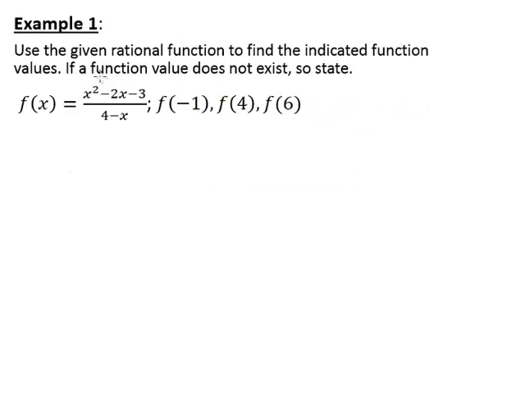So example 1 says, use the given rational function to find the indicated function values. If a function value does not exist, so state. So there's basically 3 different problems here, like we could call them A, B, and C. For part A, I want to take this -1 and plug it in everywhere that I have an x in my function. So it'll be f of -1. And when we plug in negative numbers, we need to put them in parentheses, especially if we're going to put it in the calculator. We have to have those parentheses there for the calculator to do it right.